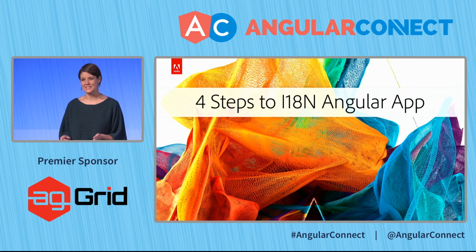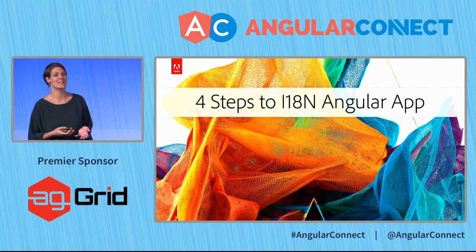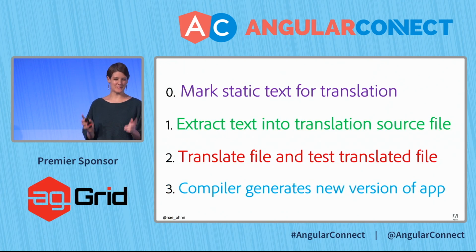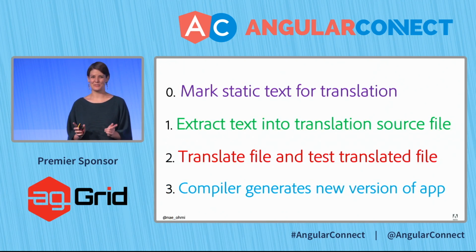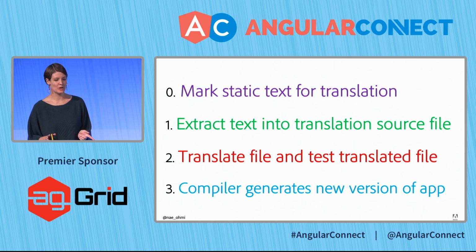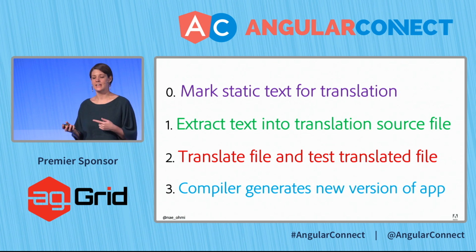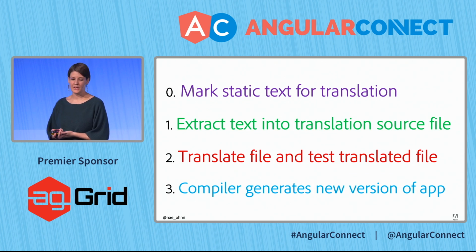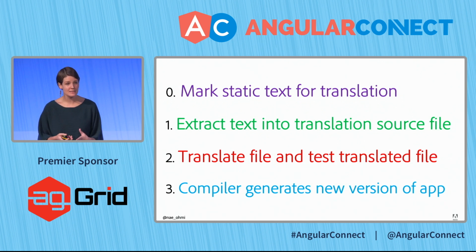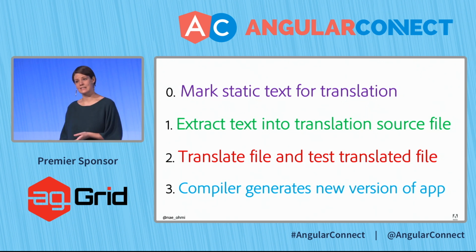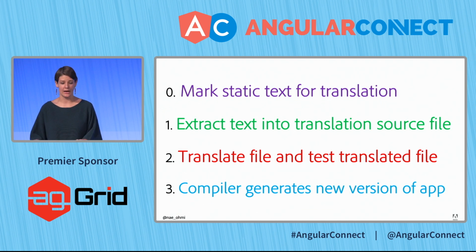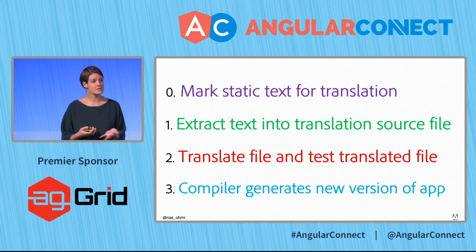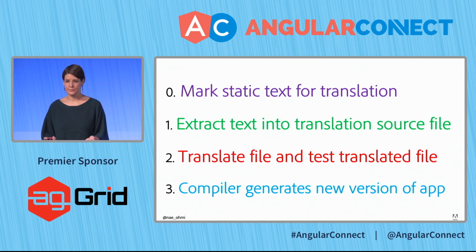Let's go over the 4 steps to internationalize an Angular app. Step 0, mark static text for translation. The next step is to extract the text into a translation source file. Step 2 is to translate the file and then test the translated file for each locale. And the final step is to use the Angular compiler to generate a new version of the app.